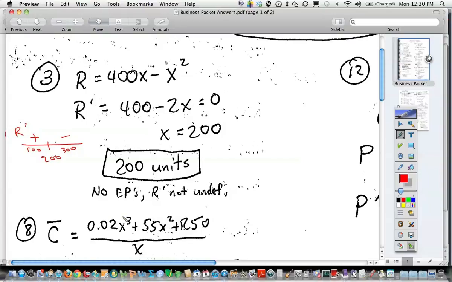And then I could write a sentence that says, okay, since R prime is always positive before 200 and always negative after 200, remember we talked about always for global maximum, then R is always increasing before 200 and always decreasing after 200. Therefore, 200 is a max. So you just have to have something in there. And a lot of you did not have that in your business packet. You would have got some of the points, but not the whole thing. So make sure you do that.